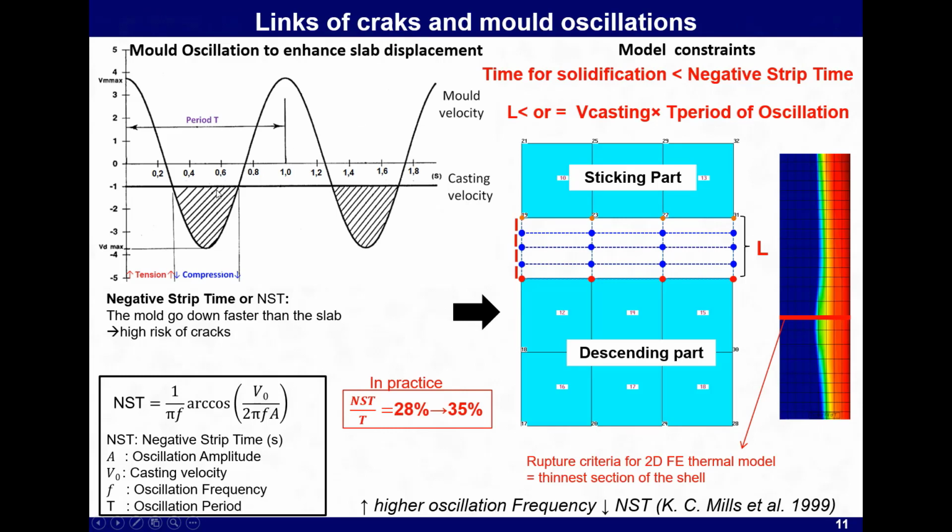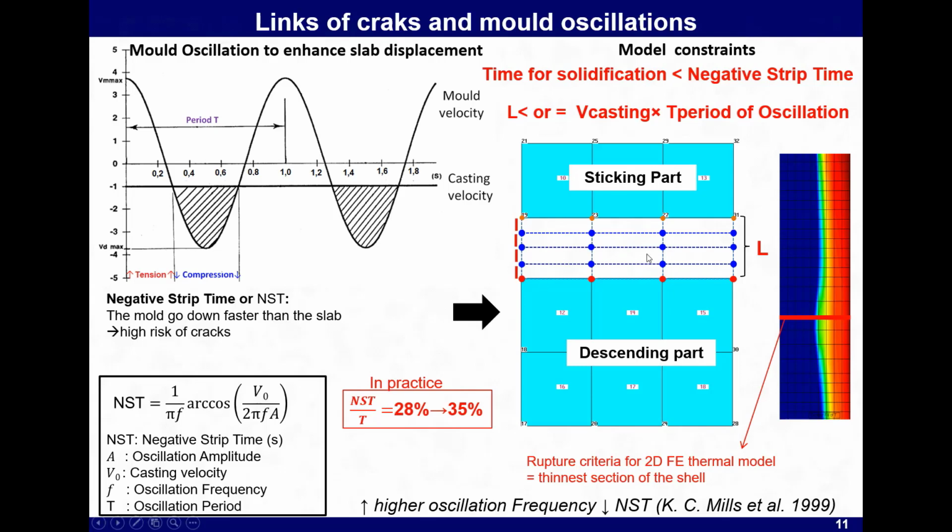When do we create this crack? In fact, it's related to the negative strip time. What is it? We have the mold oscillation velocity, and this velocity of course is oscillating like you see here, and here you have the casting velocity. So at some moment during the period you have a higher velocity of the mold than of the slab, and it's at this moment that you have a crack event.